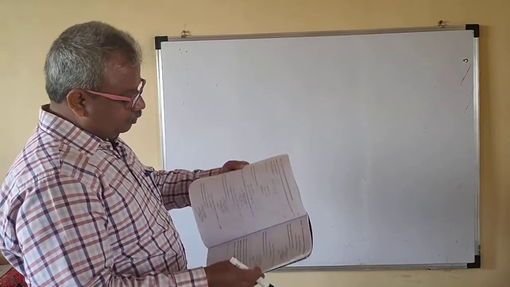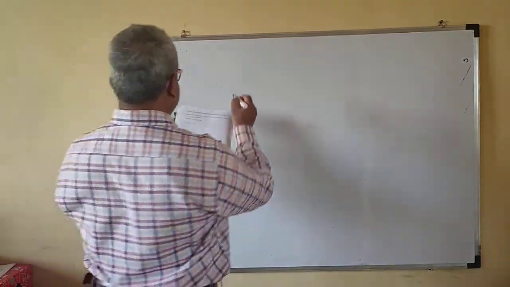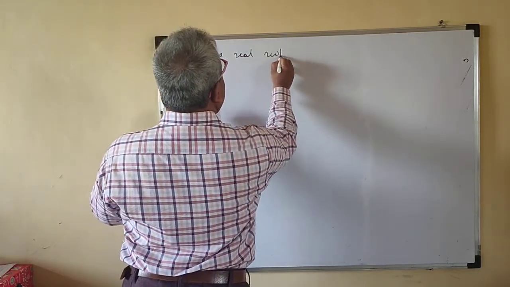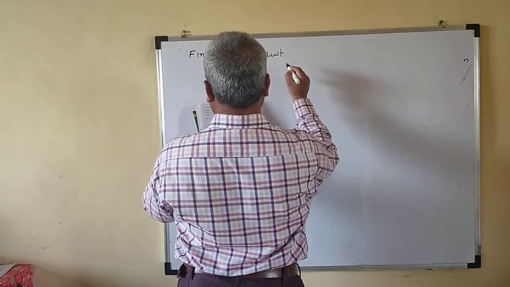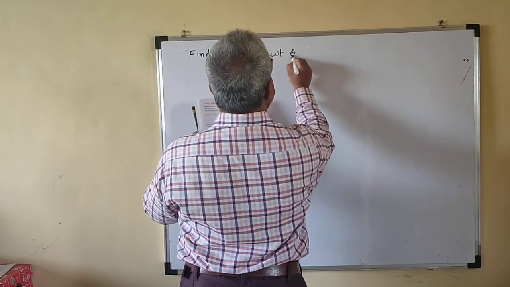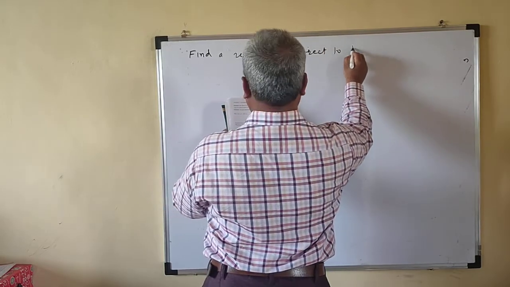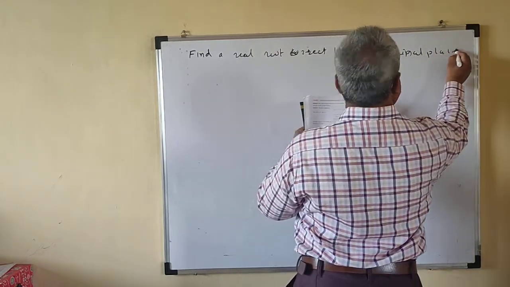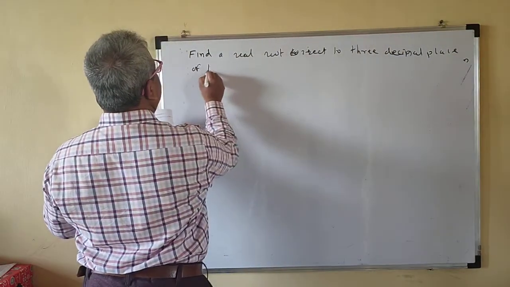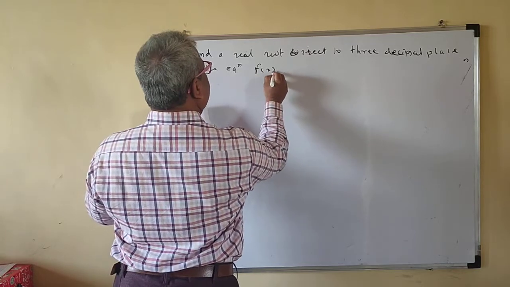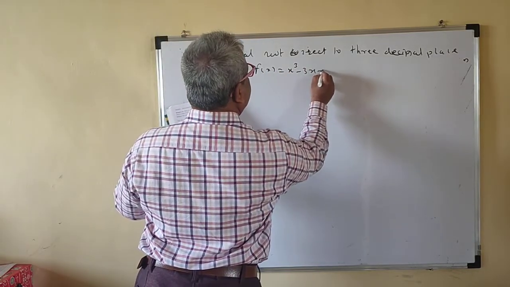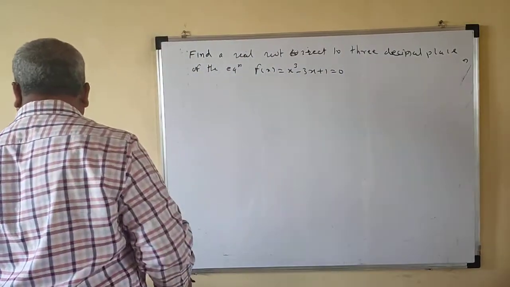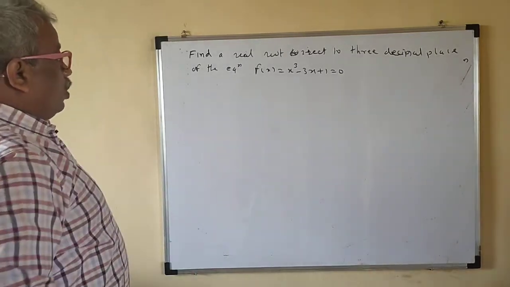We'll take a problem. Find a real root, correct to 3 decimal places, of the equation f of x is equal to x cube minus 3x plus 1 is equal to 0.